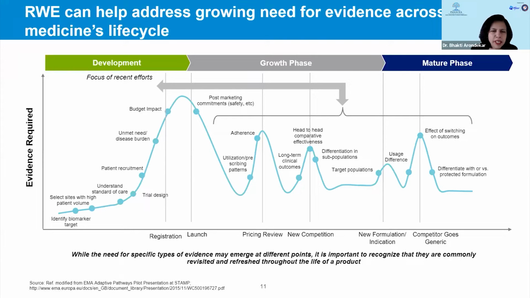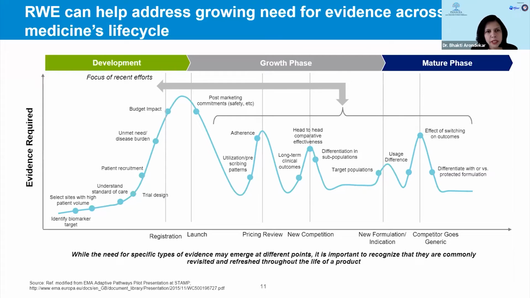The type of evidence that's generated during the different aspects of understanding a medicine is very different. I just wanted to highlight that across the different stages of a product's life cycle. So a product goes through a development phase. Once it's launched, it goes through a growth phase. And then there's the mature phase. What we mean by that is, during development, it's the research and development of a particular product.